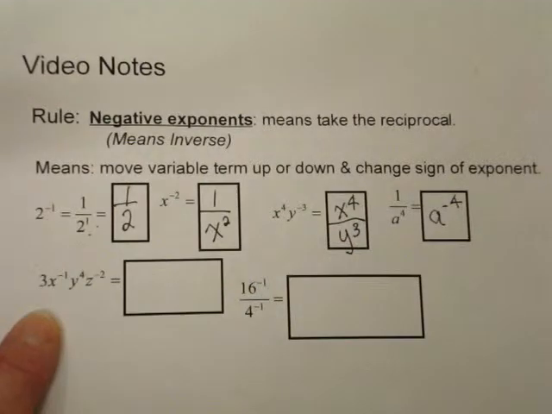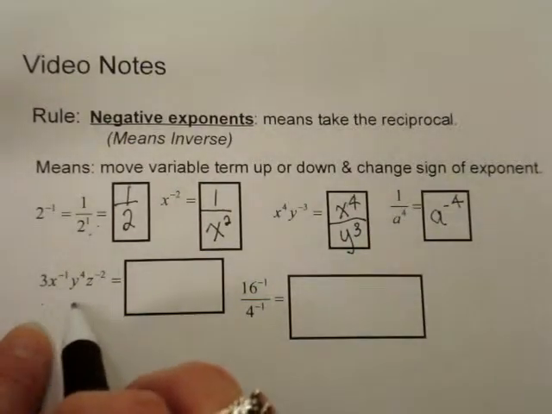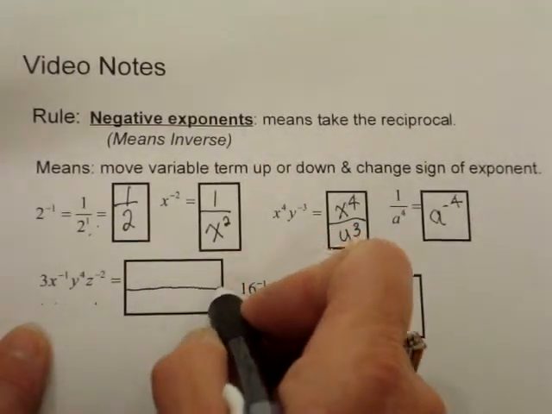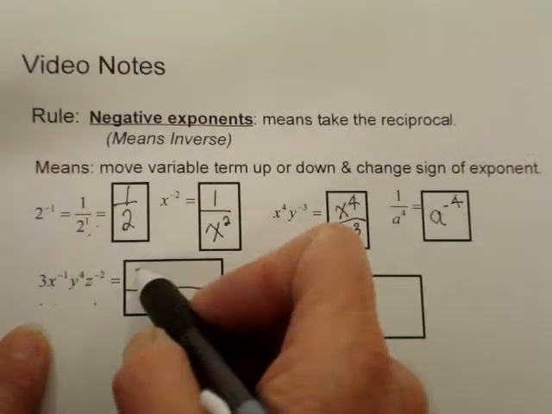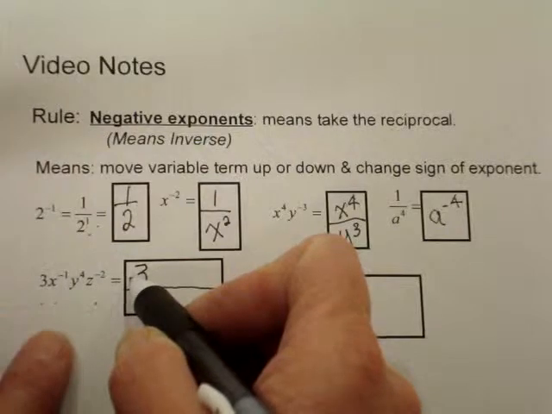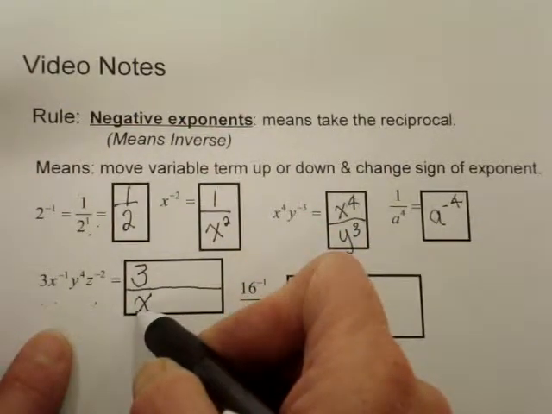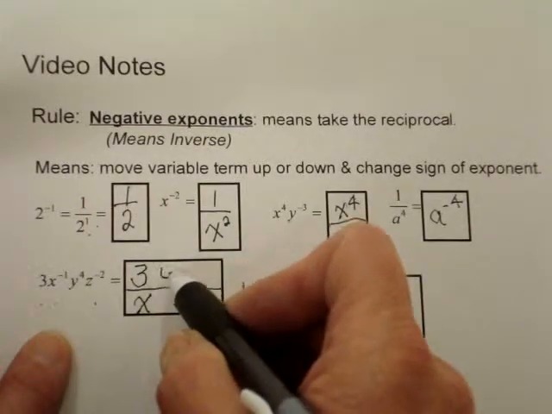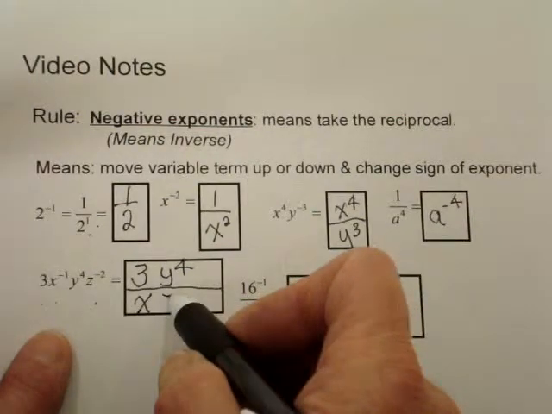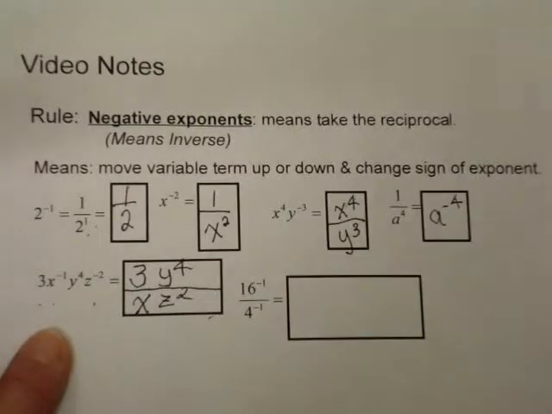So this one, if you look, there's 4 things going on. There's a 3, there's an x term, a y term, and a z term. So I'm going to have things on the numerator and things in the denominator. The 3 is just 3 to the first power, and it's positive, and it just stays on the top. The x is a negative exponent, so that means x goes on the bottom. Y to the fourth is already positive, it stays in the numerator, and z to the negative 2 means z goes down on the bottom and it's squared.